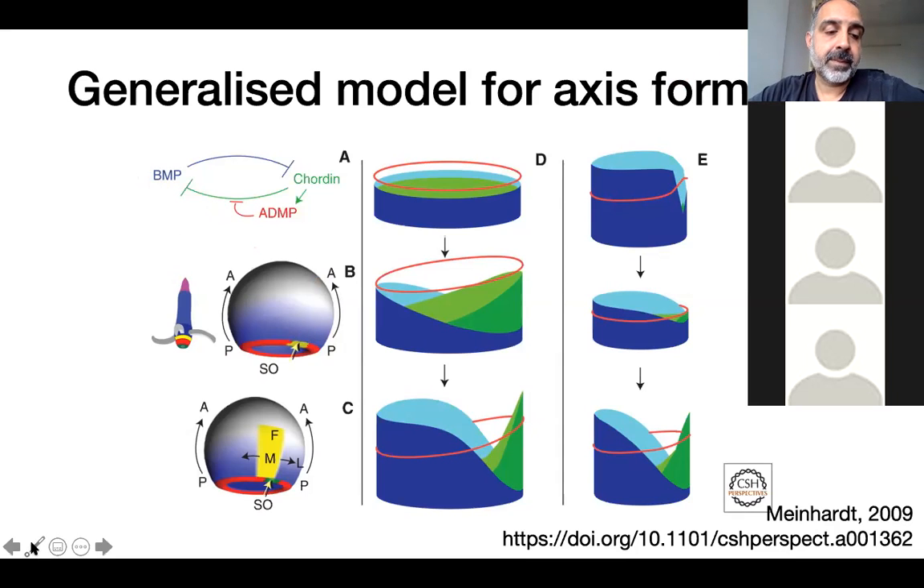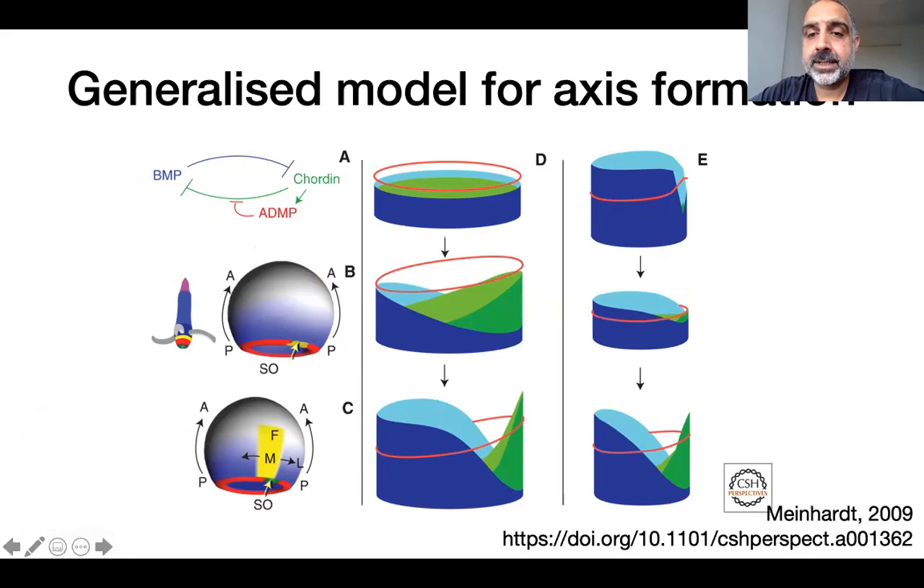Suffice it to say that BMP, which is another signaling molecule, is found on the ventral side of the embryo. It inhibits the expression of chordin, and chordin is an inhibitor of BMP. Chordin also works on this other factor called ADMP, which is also an inhibitor of a dorsalizing signal. The expression of chordin is regulated by upstream molecules, and these include nodal and other members of this family, which I'll go into in the next couple of slides.